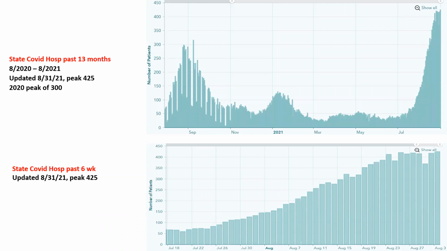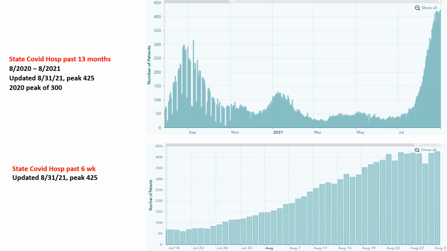This graph is 13 months, so it's 400 days. You can see on the top right how steep that slope looks, which is kind of scary. But if you look at the top right corner, there's a little bit of leveling off in the hospitalizations the past week. And you can see how we peaked at 300 last year for the state and about 425, 430 today. So almost 1.5 times.